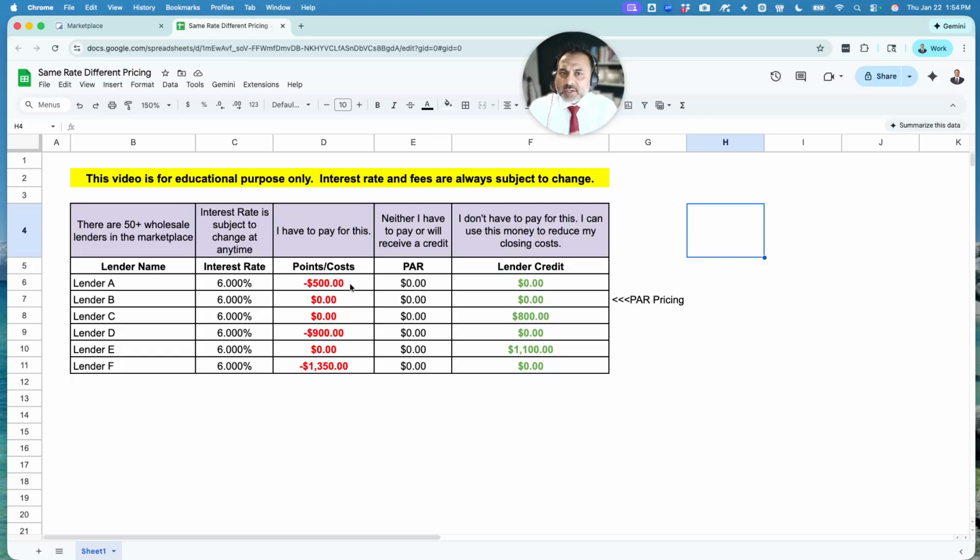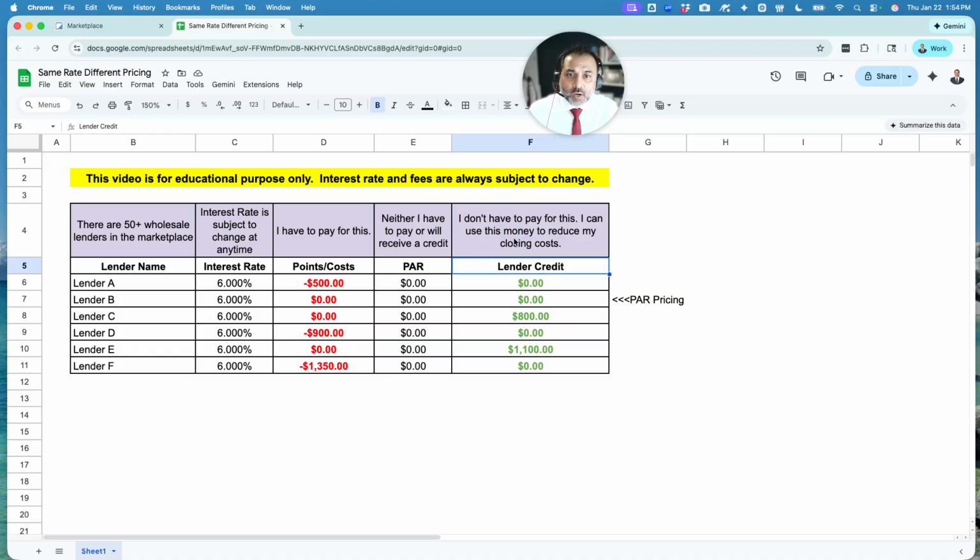Points cost. My industry always tries to make this very complicated. All this means is, hey, the consumer, the borrower, has to pay to get something. So in this case, you're paying $500 to get an interest rate of 6%. Okay? I come back to par pricing.